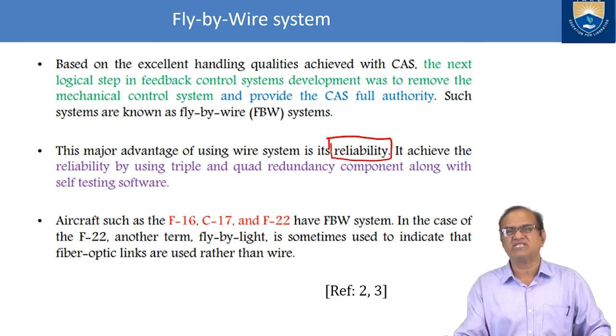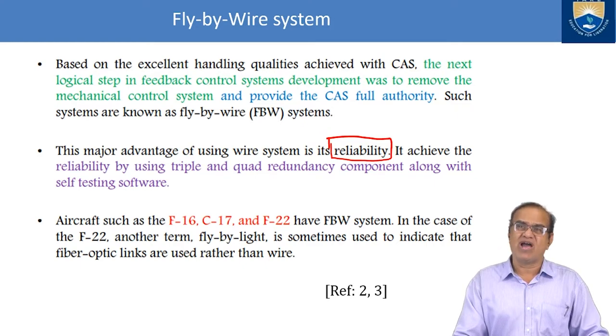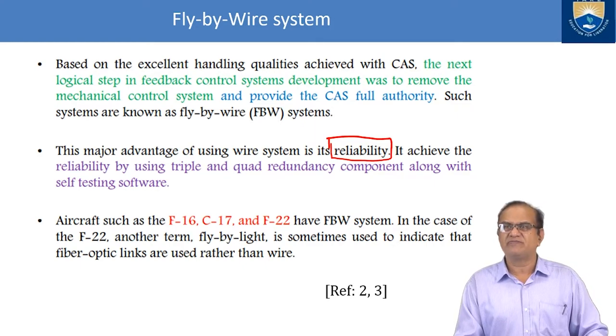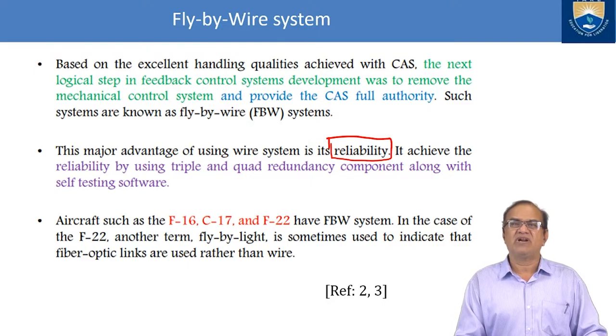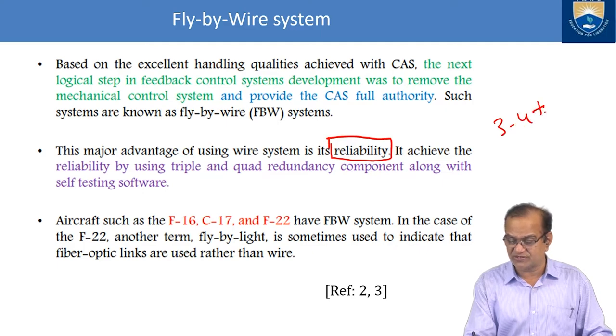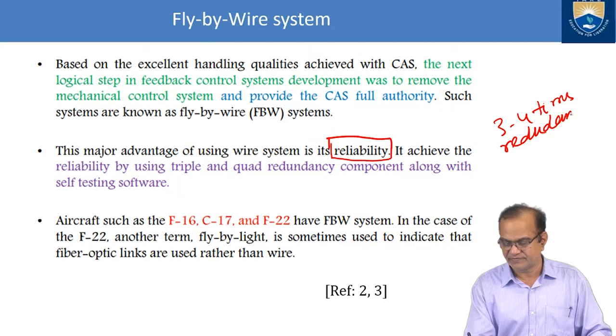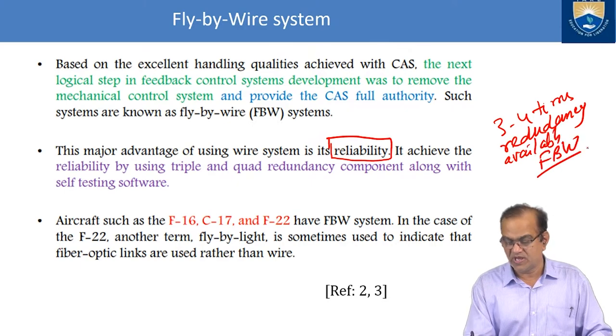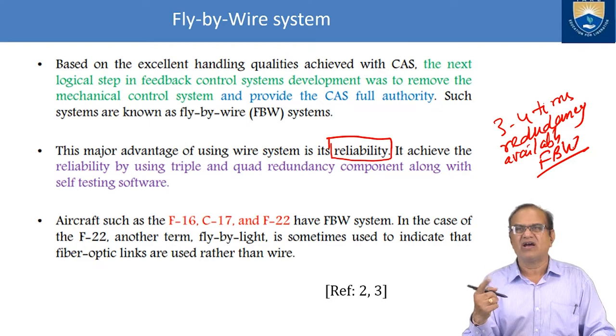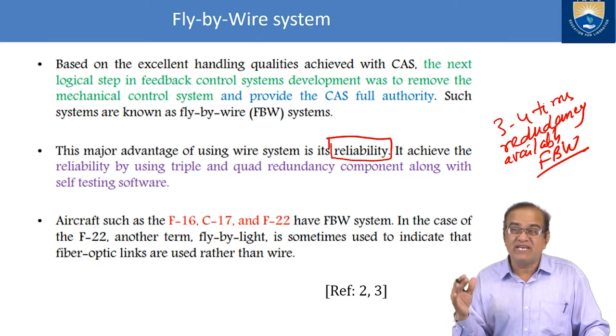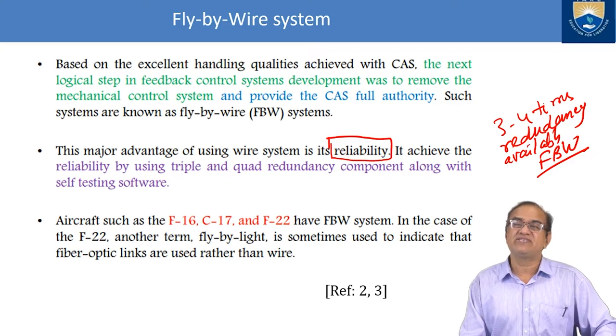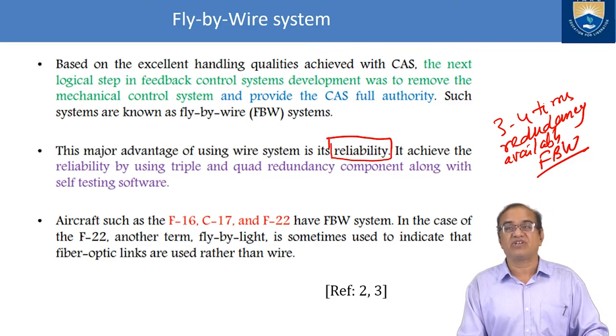That is the first thing: if you use this wire system, it is more reliable. It achieves the reliability by using triple and quad, three or four times redundancy. In the previous cases it is one or twice, but with FBW, 3 to 4 times redundancy, so the reliability of the aircraft is increased.